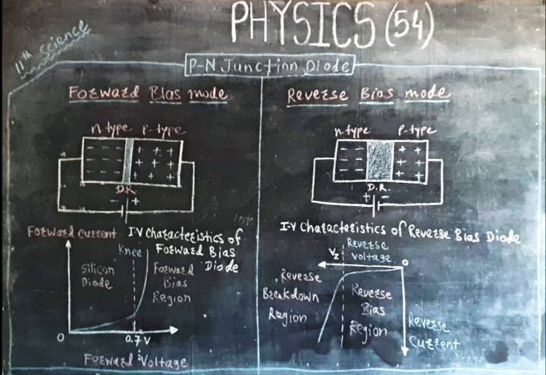But the value of reverse voltage is very large as compared to forward bias mode, and the diode no longer behaves like a diode. That point is called avalanche breakdown, and the region beyond this point is called the reverse breakdown region. That's why a reverse bias diode will act only in the reverse bias region.